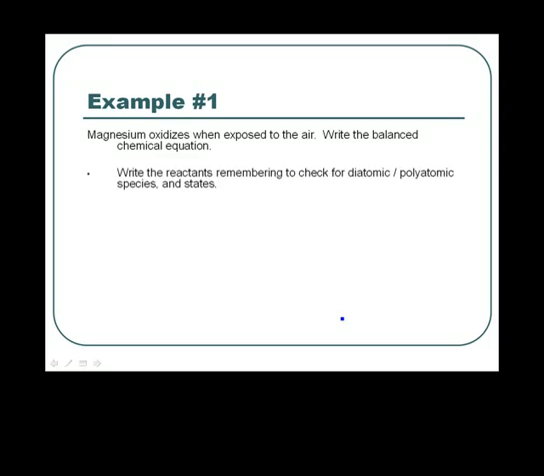Alright, so the easiest way to learn how to do this is by example. So we'll start with a reaction. Magnesium oxidizes when exposed to air. We're going to write the balanced chemical reaction. So the first thing we've got to do is write down our reactants, remembering to check for diatomic or polyatomic atoms or species, and we're going to write the states. So when we have magnesium and it's oxidizing, we write magnesium solid, just as we see it on the periodic table, and O2 gas. Notice that it's oxygen, and oxygen is one of those diatomic molecules, so we have to write it as O2.